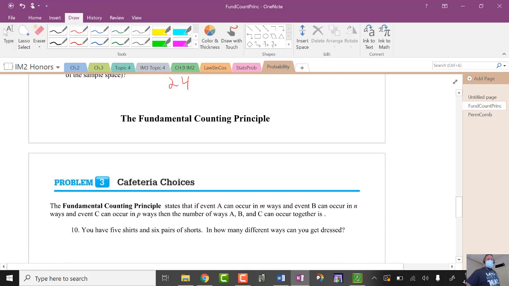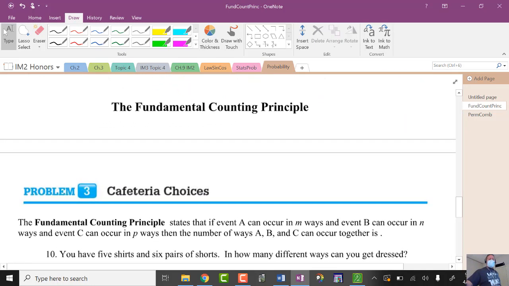Now, here's the fundamental counting principle of what's happening here. I didn't actually have this written down. N times P. So fundamental counting principle says that if event A can occur in M ways, B can occur in N ways, and C can occur in P ways, then the number of ways of A, B, and C occurring together is M times N times P.